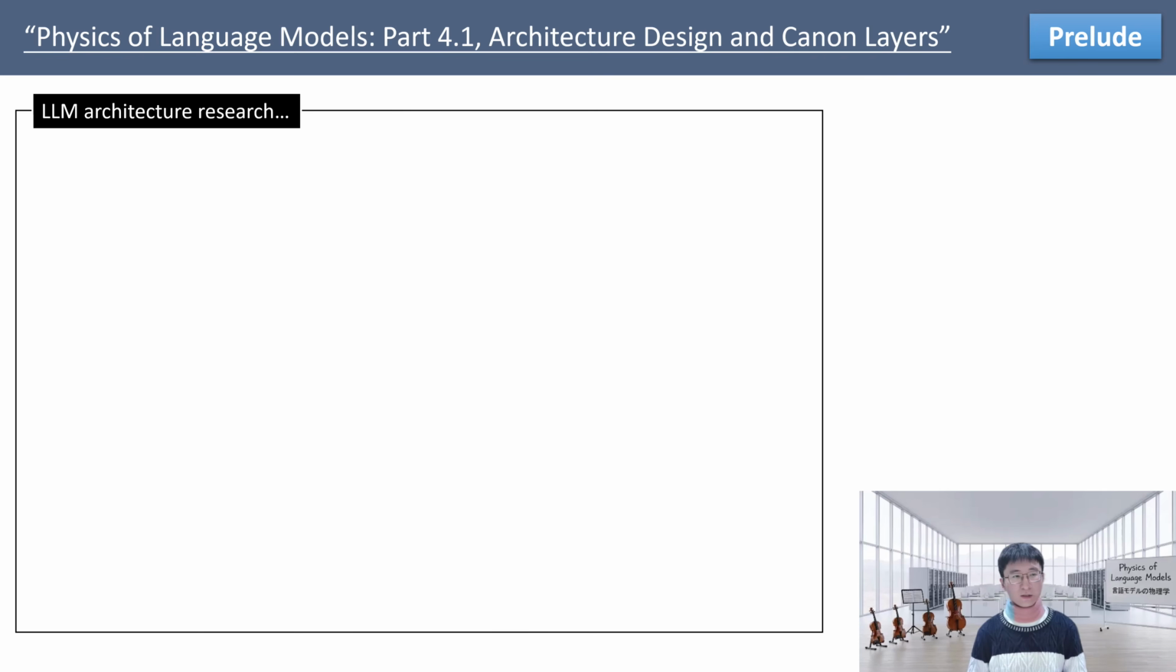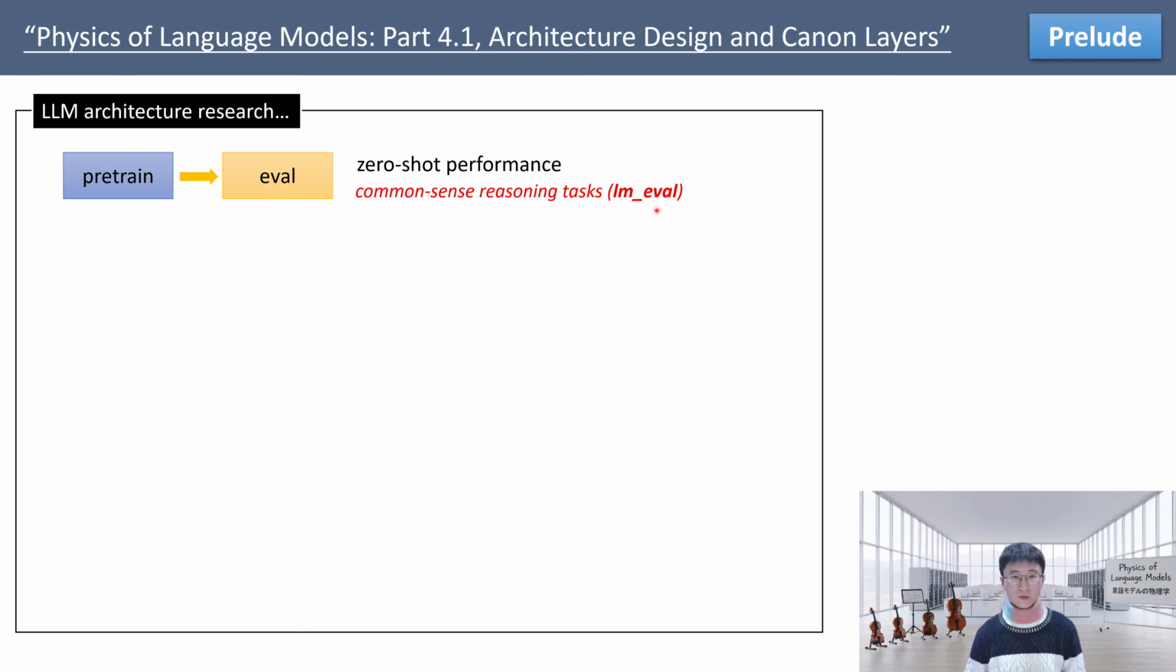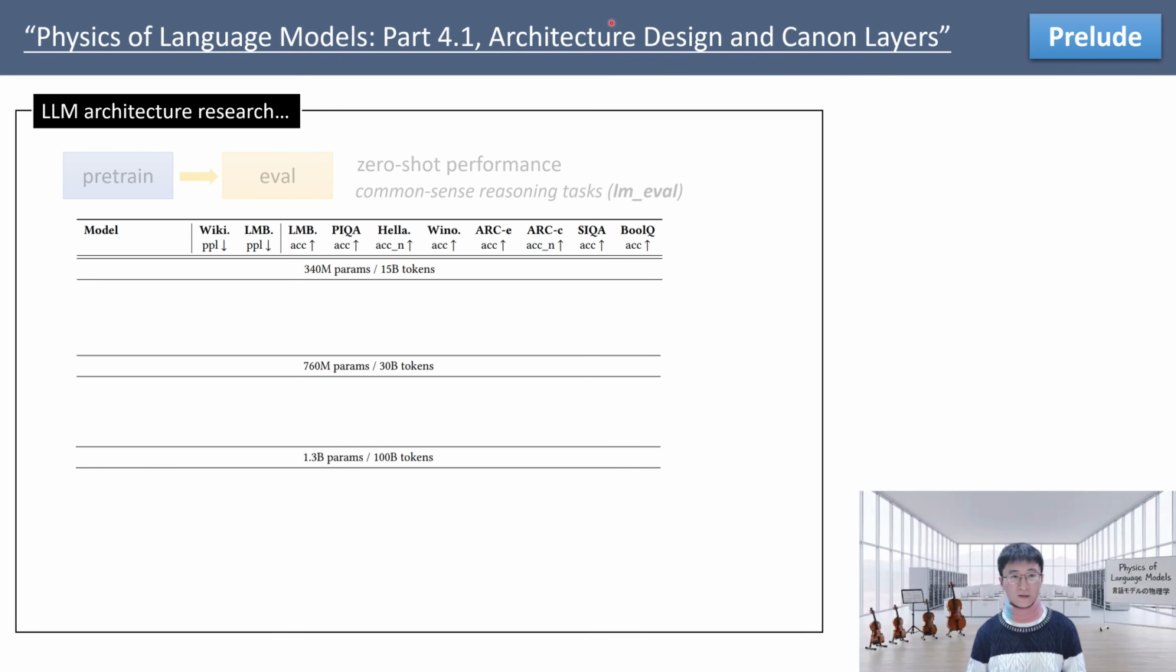All right, so this talk is about language model architecture research. How does a typical architecture research look like? You pre-train a model, of course, and then you try to evaluate it. Typically when people evaluate it, they use zero-shot performance benchmarks. For instance, you can use the so-called LM Eval toolkit to help you evaluate the model on some common sense reasoning tasks. The following table is something very common in every single architecture research paper. There are especially eight very important real-life benchmarks: the LAMBADA dataset, the PIQA, the HellaSwag, the Winograd, the ARC-Easy, ARC-Challenge, SIQA, and the BoolQ.